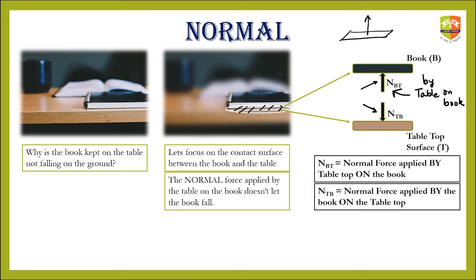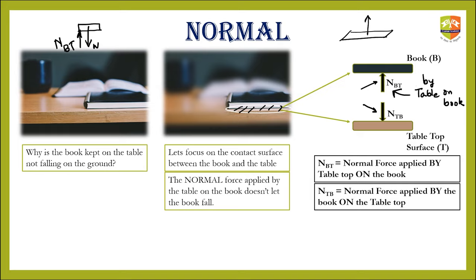So basically, if you consider only the book, let us say this is the book. What all forces are acting on it anyway? One is the force of gravity. There will be some weight of this book which is pulling it downwards, but then the book is not falling down. Why? Because the table is countering it. By what? The table is applying a force upwards, right? This is N_BT, as I have shown. N stands for normal and BT is the subscript for book and table. So the normal force applied on book by table, right? That's the nomenclature.